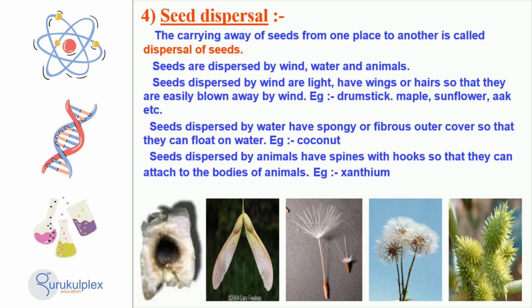Additionally, seeds can be dispersed through animals, which normally have hooks or spines to attach to the animal's body. Xanthium is an example of a plant dispersed by animals.